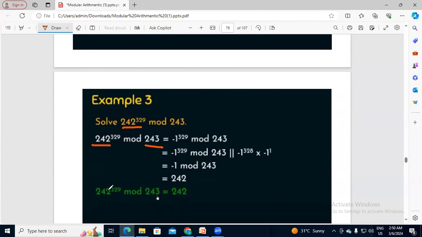It's 241. Okay, so what are we getting? 240, forget about the power. 243. Mod 243, what are we getting? We are getting minus 1, right? So you can replace that with minus 1.